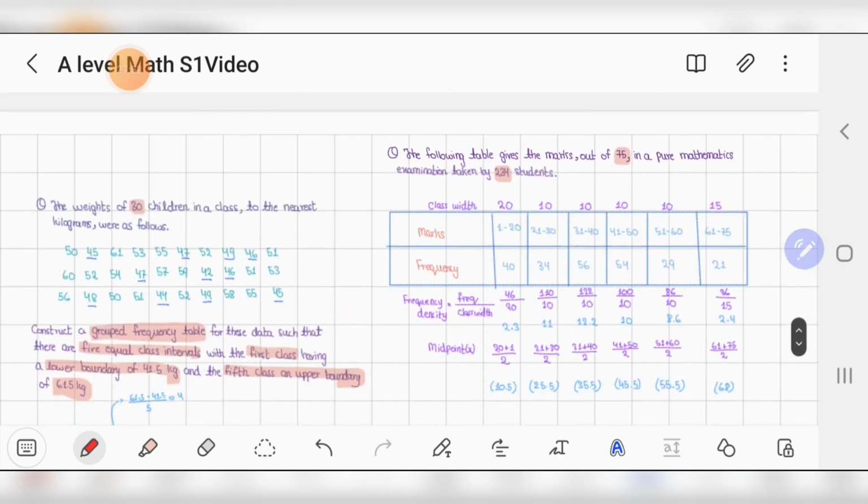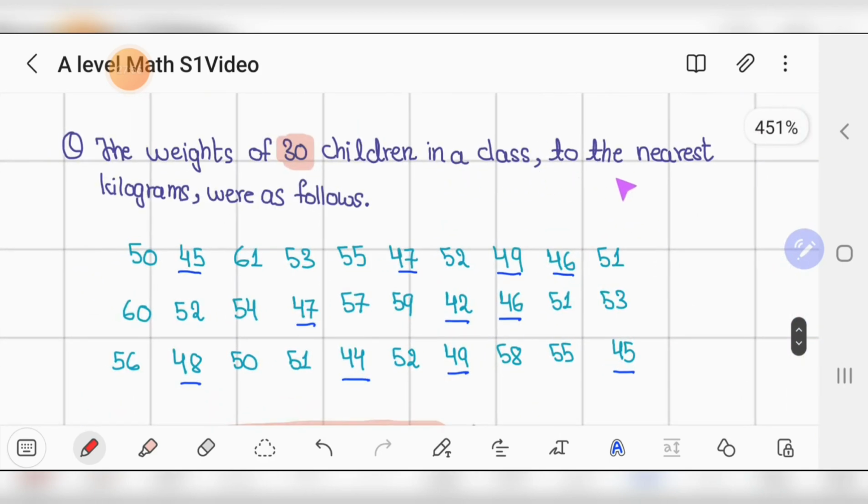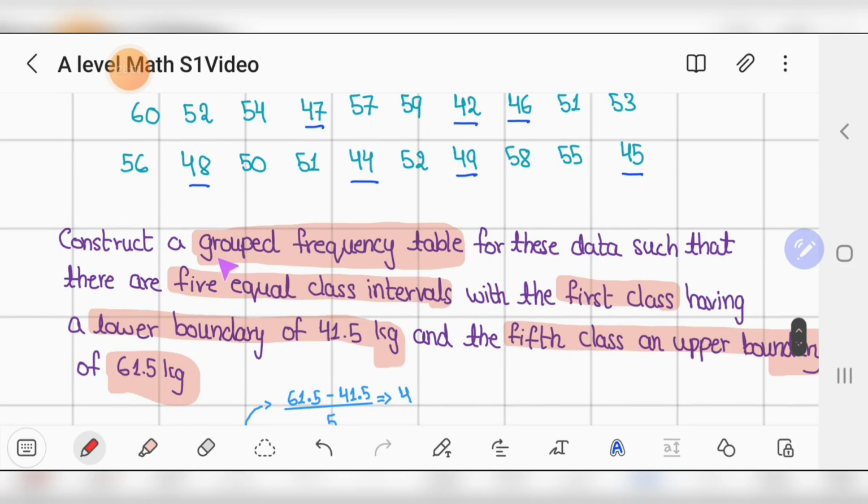Now moving to the next one. The weight of 30 children in a class to the nearest kilogram were as follows. So this is the whole data. And create a group frequency table for these data such that there are 5 equal class intervals, with the first class having lower boundary of 41.5 and the fifth class having an upper boundary of 61.5.